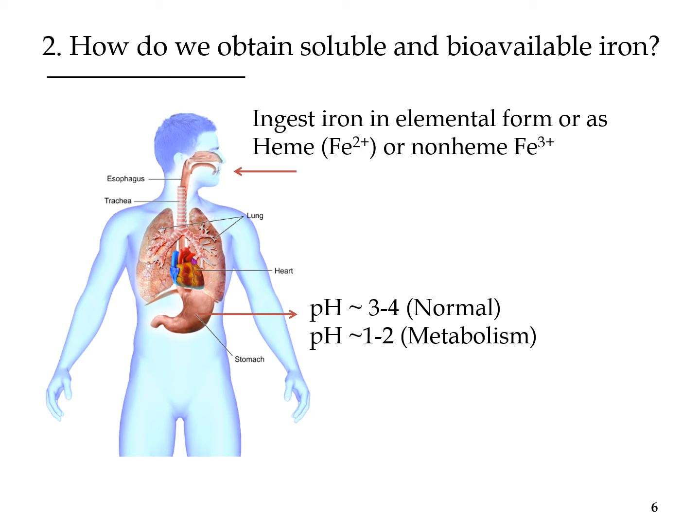So we have to think about this idea of orally ingesting iron, and then that iron having to go through the environment of the stomach. So the stomach is acidic, about pH 3 to 4, and then in the process of metabolism, the acidity is even higher, so we have a lower pH.